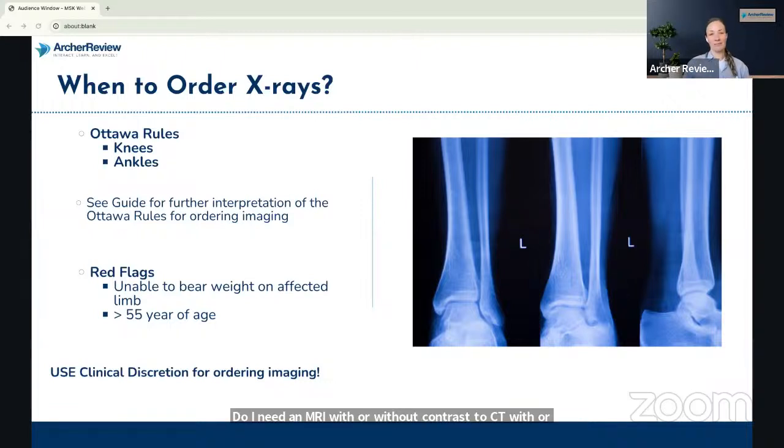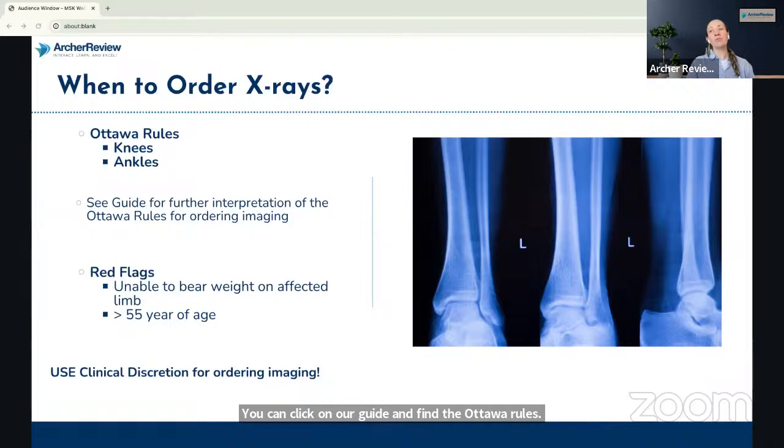Go ahead, Google it, save it, print it, hang it up. It's going to be super, super helpful. However, when we're thinking about x-rays, we can use something called the Ottawa rules. I don't have it here. You can click on our guide and find the Ottawa rules. It's an easy Google search as well.